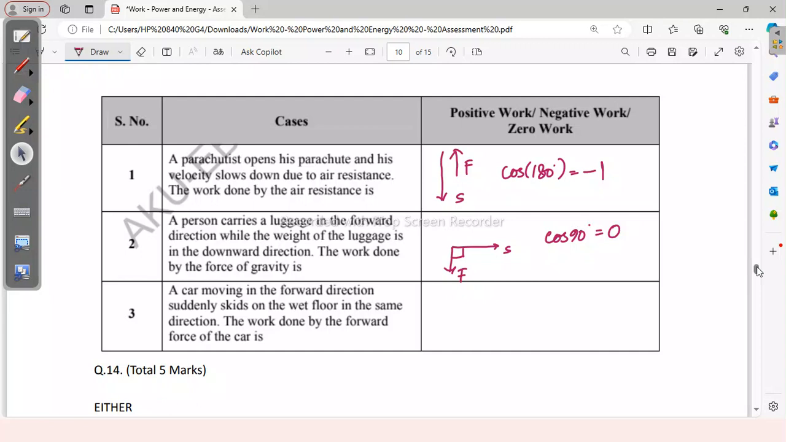A car moving in the forward direction suddenly skids on the wet floor in the same direction. That is, it was moving forward, and we want the work done by the forward force. The forward force was again in the forward direction, and the car also skidded forward, so its displacement is also the same. Now force and displacement are parallel to each other. When we say parallel, that is a 0 degree angle between them, and cos 0 is nothing but +1.